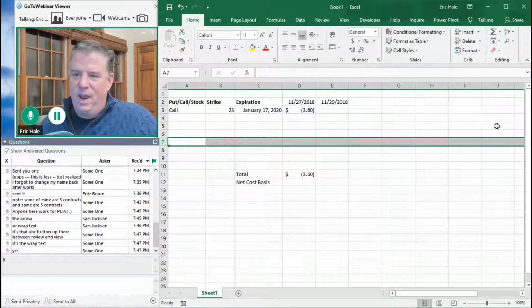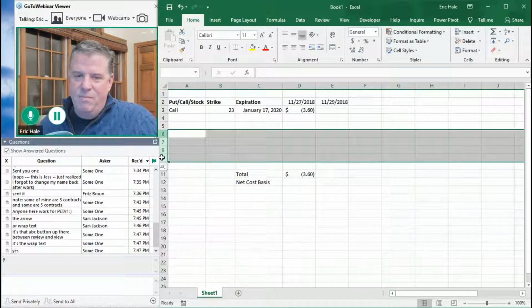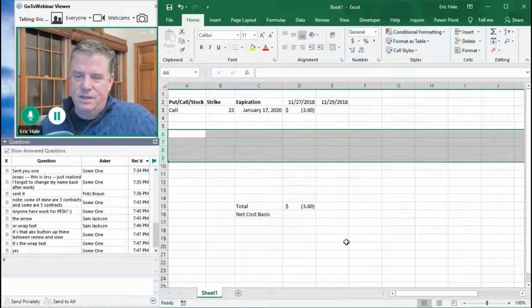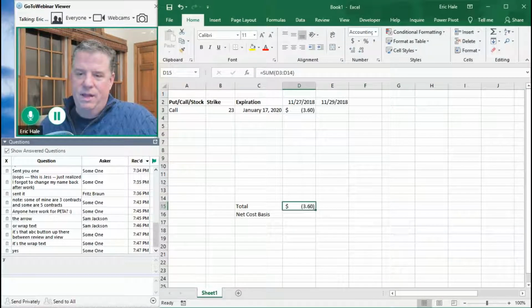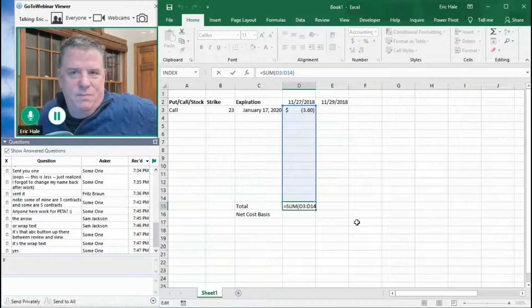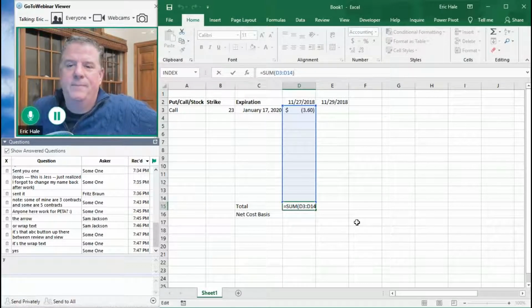And let's say that way out here, I'm like, well, gee, I wish I had more space. I can add more rows. So I just select how many rows I want to add. I want to add 4 rows, and I do right click, insert. Now, here's the cool thing. You notice that this formula now is D14 instead of D10. So it knows that I want to total everything between this cell and that cell, and it's smart enough to adjust the formula.